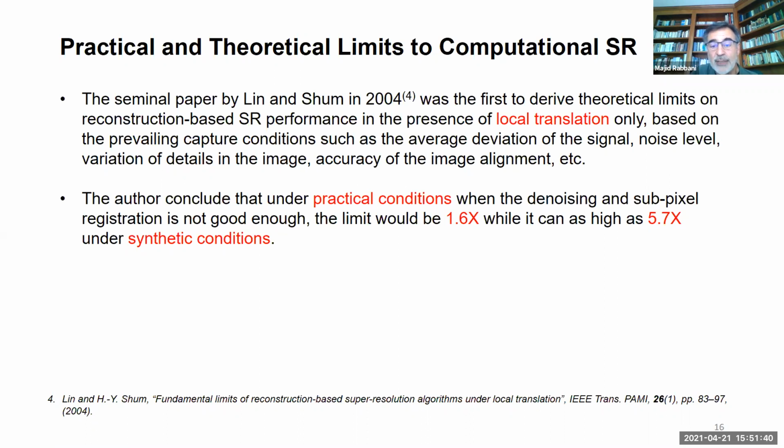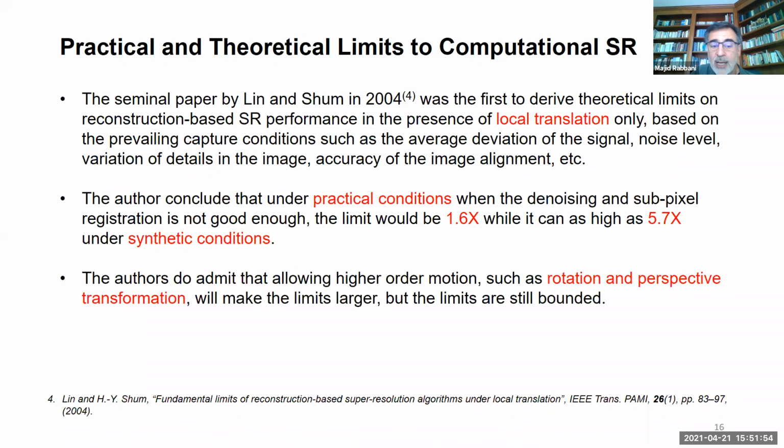So it's possible when you're simulating your results and publishing a paper, but when you actually get real life images and you try to super resolve them, you probably are closer to the 1.x if you're only looking at translational motion. However, the authors did admit that if you allow for higher order motion models, such as rotation, perspective transformation, or others, then potentially you could do more than 1.6x super resolution. However, the limits still are bounded. It's not that you could do infinite super resolution.